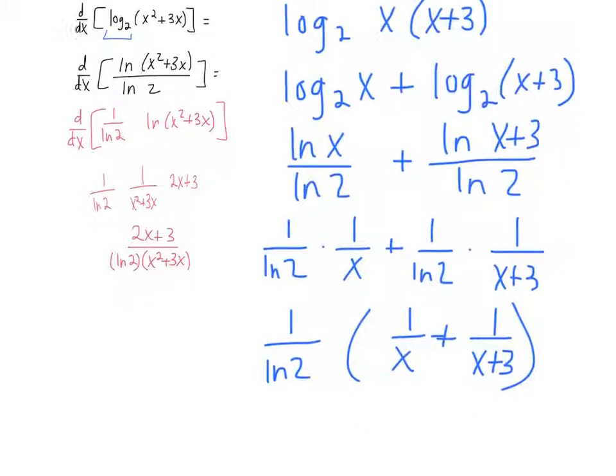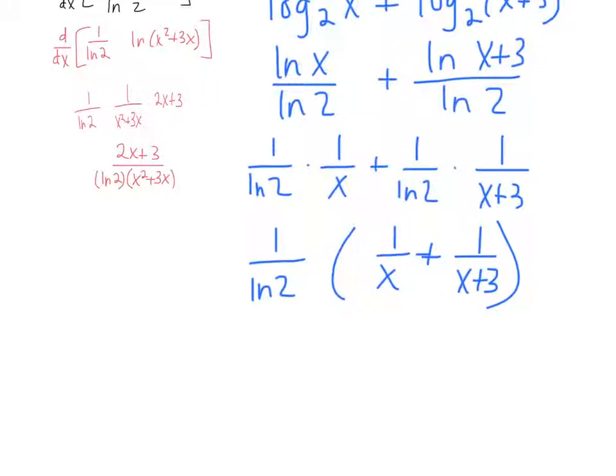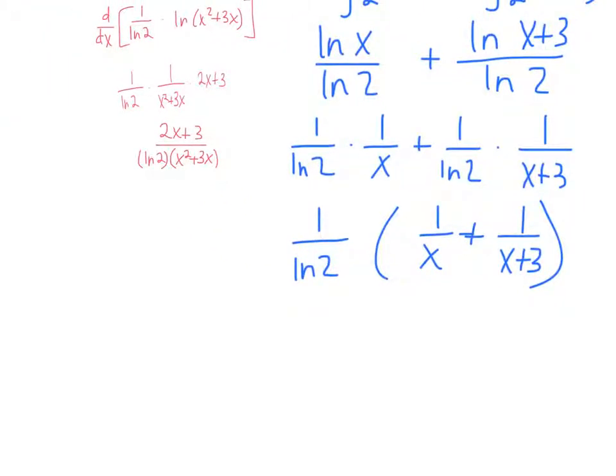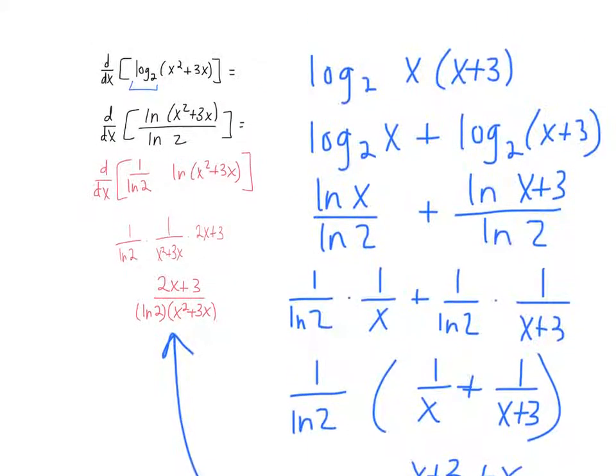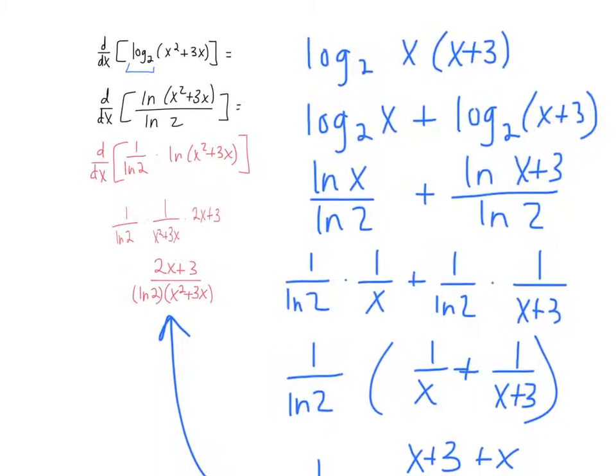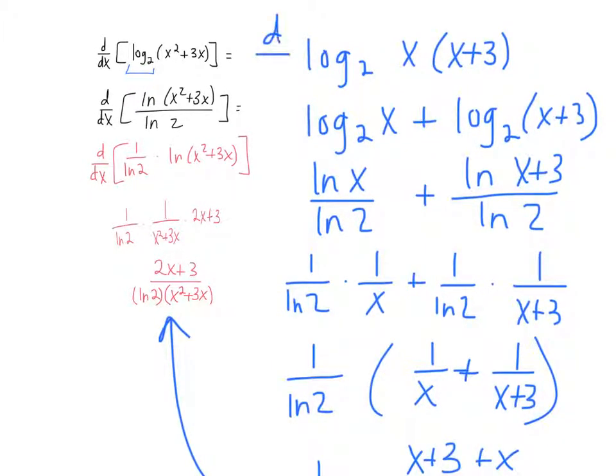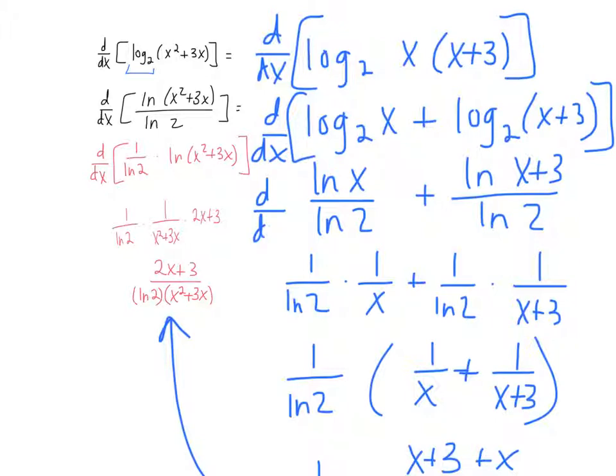And if you wanted to, you could get a common denominator. That'd be x plus 3 plus x over x times x plus 3. And this is where you would get the same thing. I know I did not actually take a derivative here, but this is the derivative of this, and it's the same as the derivative of this. And then we finally took a derivative.